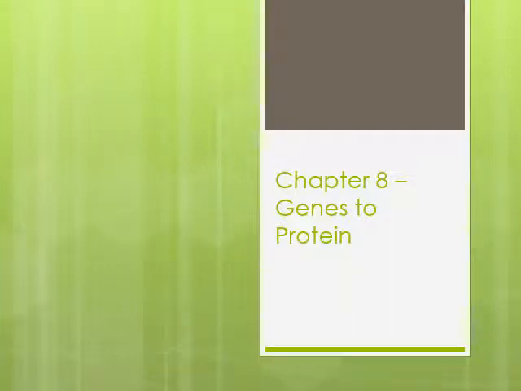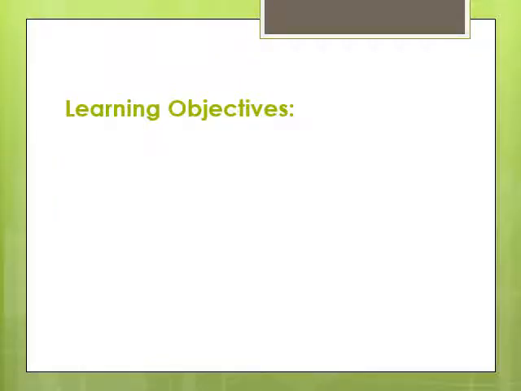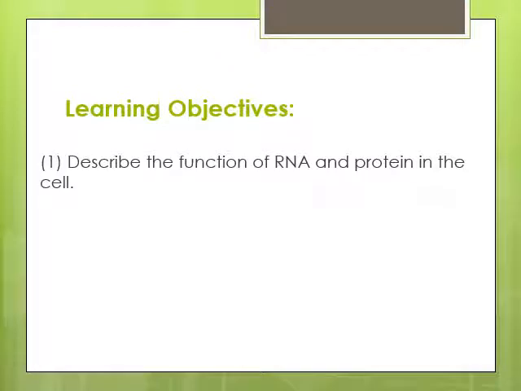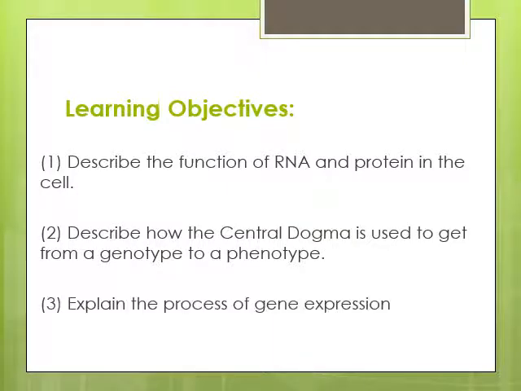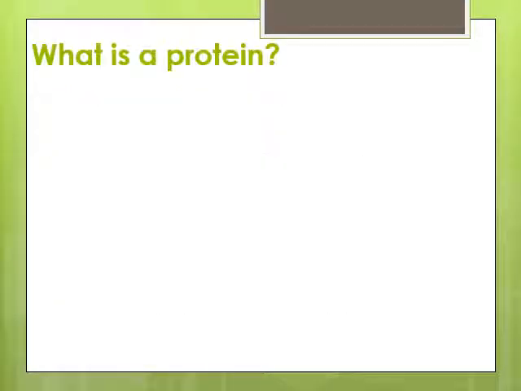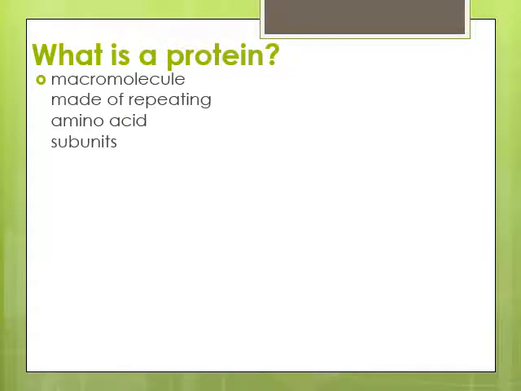Chapter 8, Genes to Protein. So by the end of this chapter, you should be able to describe the function of RNA and protein in the cell, describe how the central dogma is used to get from a genotype to a phenotype, and explain the process of gene expression.